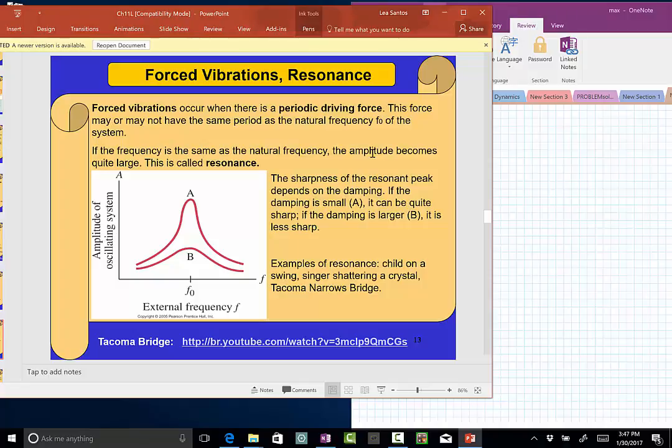It's quite impressive. But what I really want you to watch is this movie about the Tacoma Bridge. This is a real case of a bridge that broke because the winds blew with the same frequency as the natural frequency of the bridge, and the bridge collapsed.